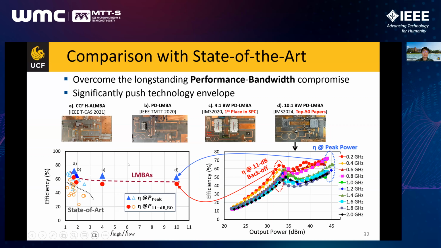So all those prototypes we developed in recent years compare very nicely with the state of the art. As you can see, the efficiency keeps drooping as the bandwidth increases. So this really means that with LMBA, we can overcome the conventional performance-bandwidth trade-off, and we can really push the technology boundary with this new PA architecture.